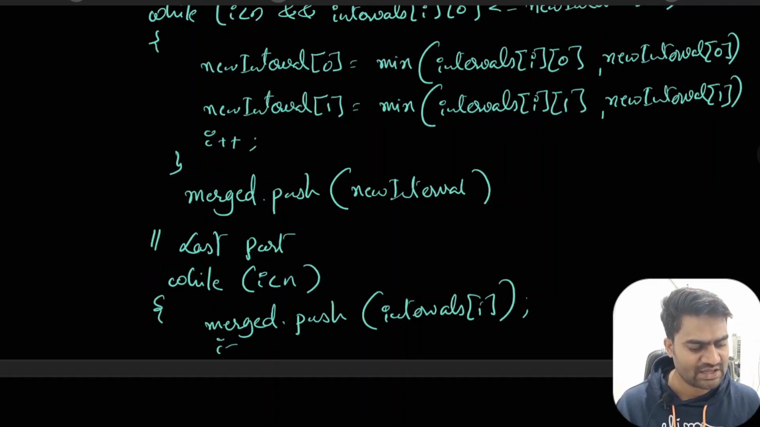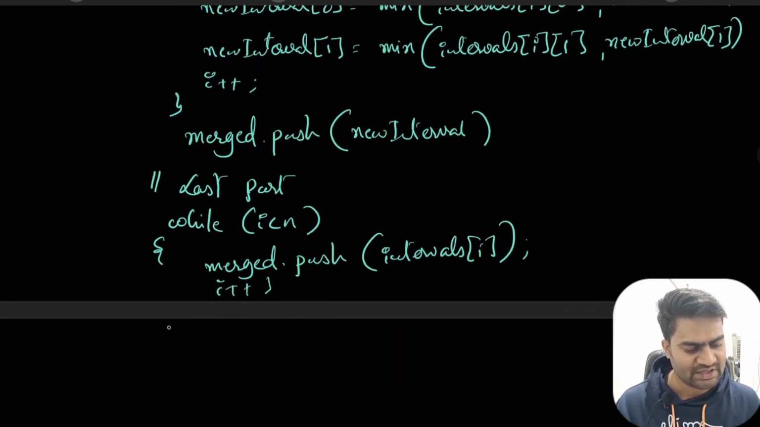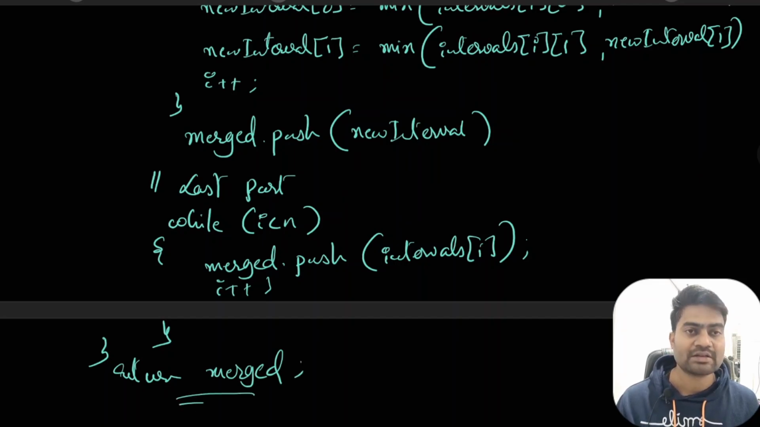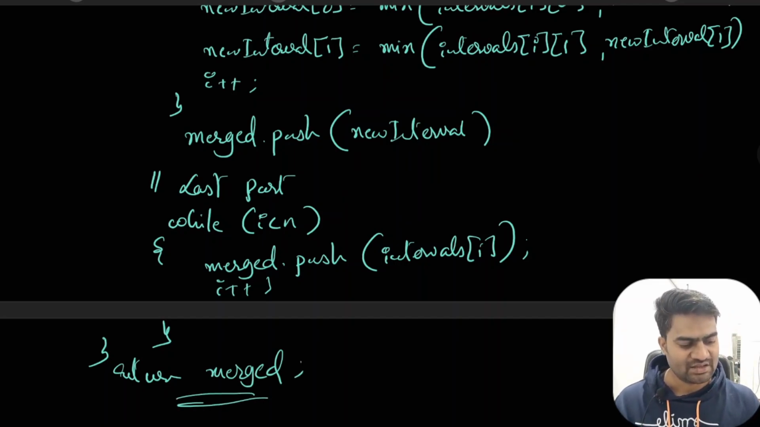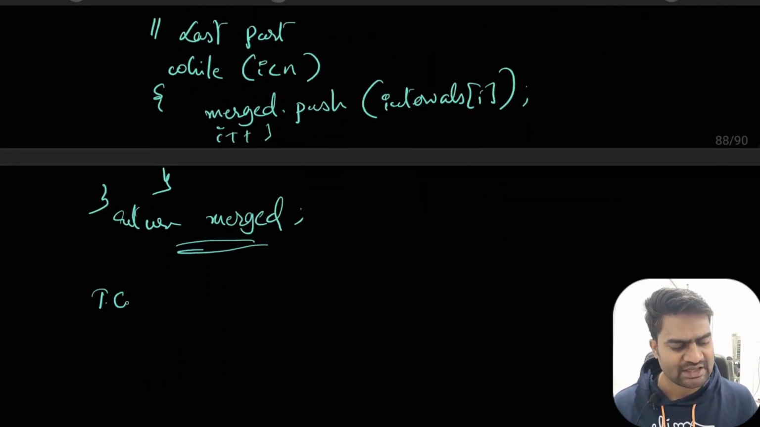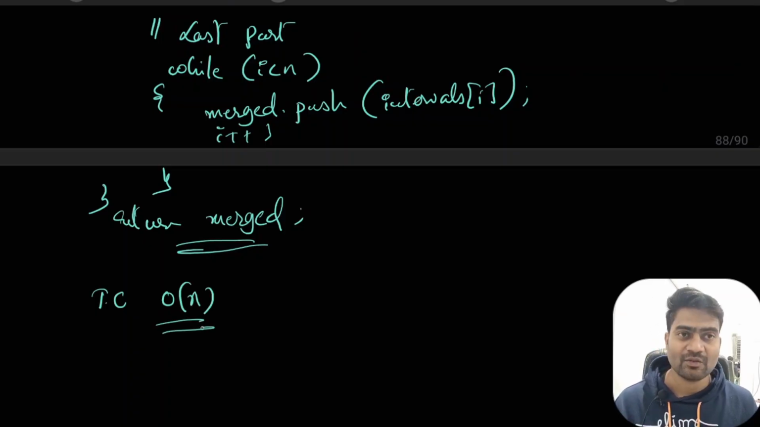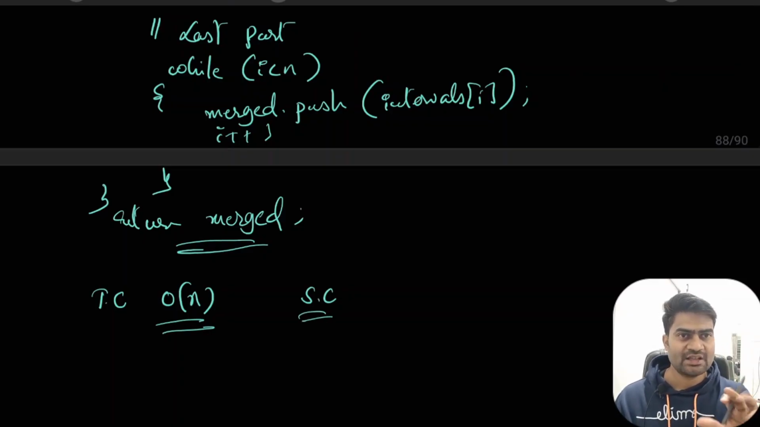Okay, then increment I, then finally close and return. So at the end of the while loop, return our merged array. If you see now the time complexity, it is O of n. Why? Because in a single iteration we are processing all the elements. And if you see the space complexity, we are not using anything extra, but we are using the merged array to store the merged values.